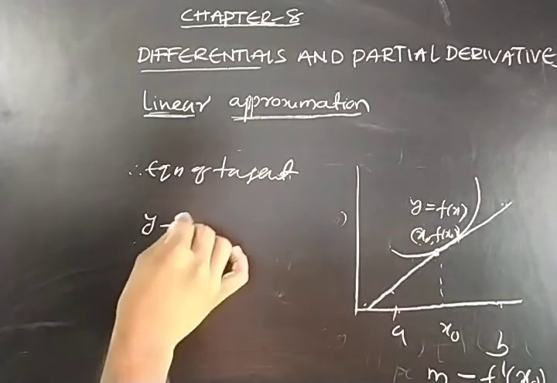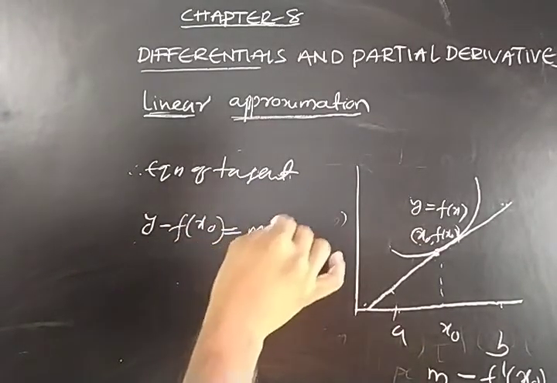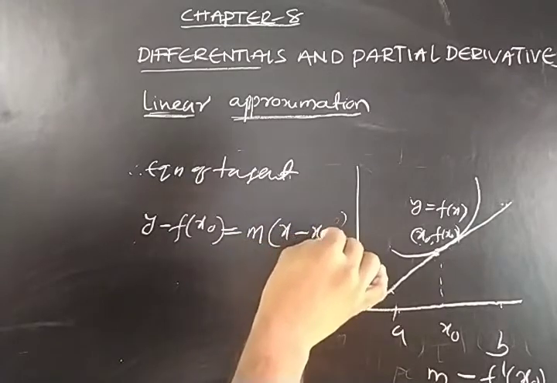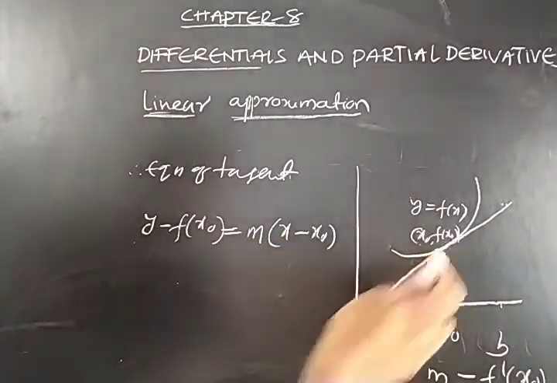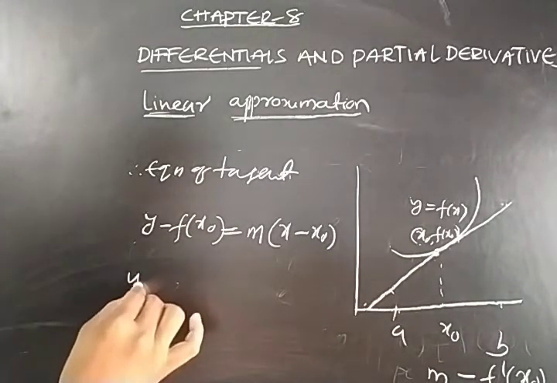This is (x1, y1). y minus y1 is equal to m into (x minus x1). Here x1 is x naught, because this is the point (x1, y1), and the slope is m.